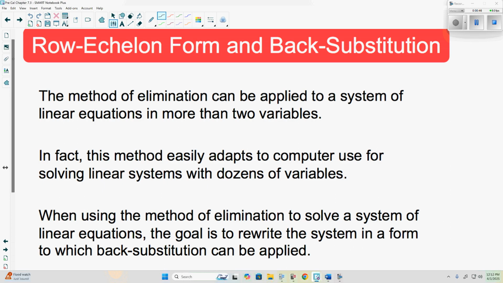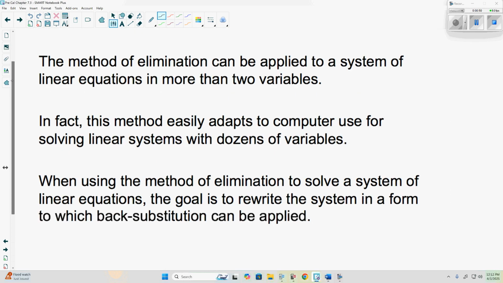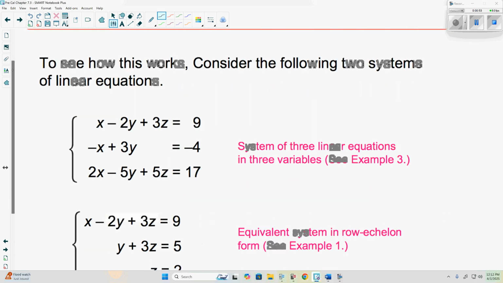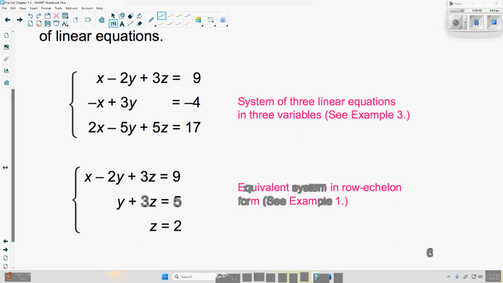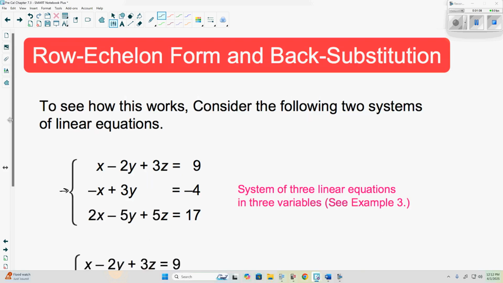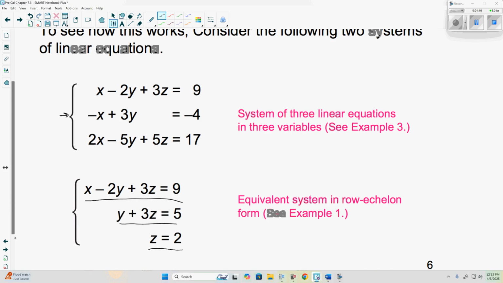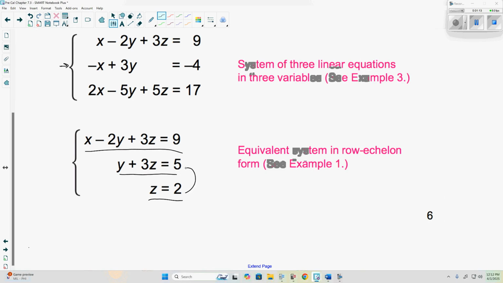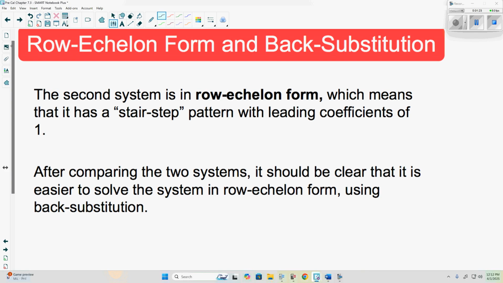So row echelon form is a way to solve these 3 variable systems of equations, and the whole goal is to go from our starting problem to one equation with 1 variable, one equation with 2, and at least one with 3, and then solve backwards. Because once we find the value of z, we can plug it into the equation with y and z to find y. Once we get y and z, we can plug it into the first to find x and work backwards.